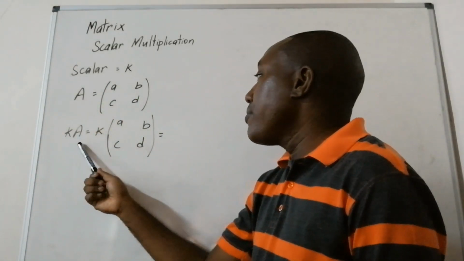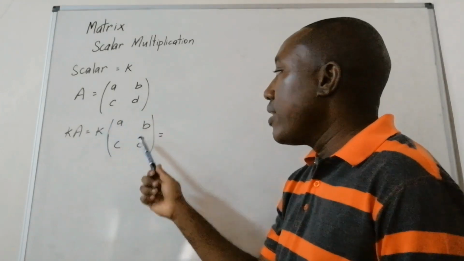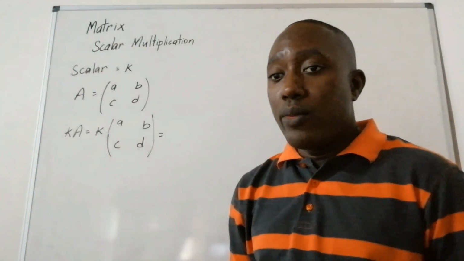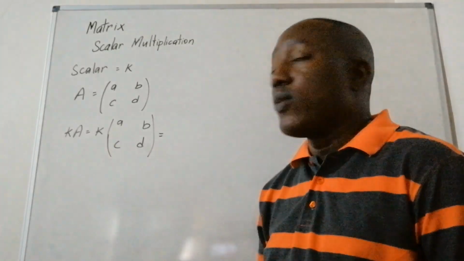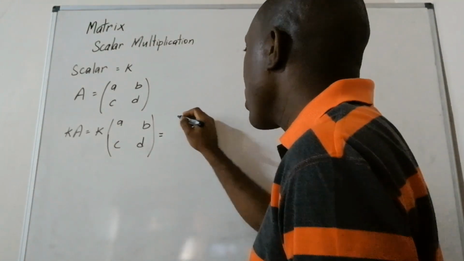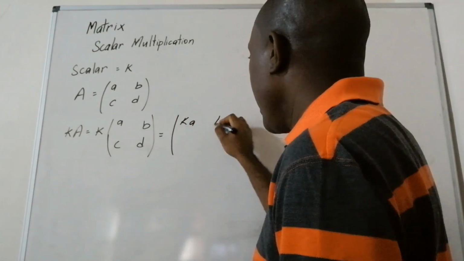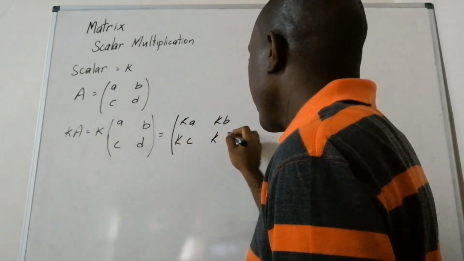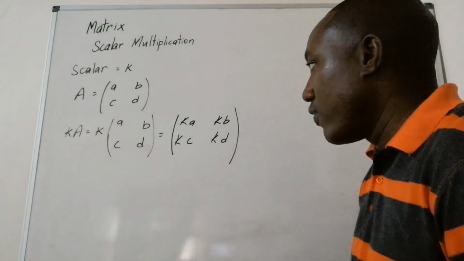So k times A, the scalar times our matrix. When we multiply by a scalar, we multiply each element in the matrix by the scalar. So our answer will be k times a, k times b, k times c, and k times d. So there we have the multiplication by a scalar.